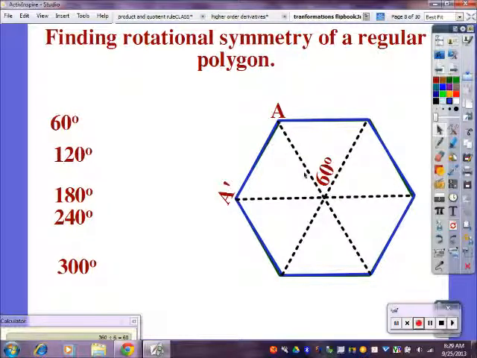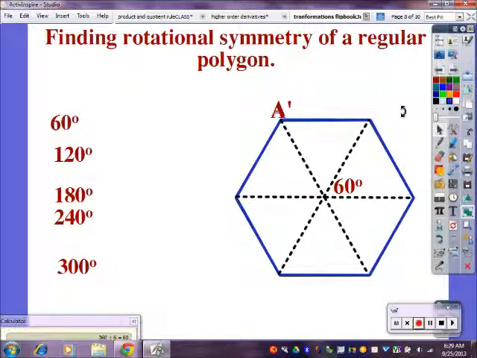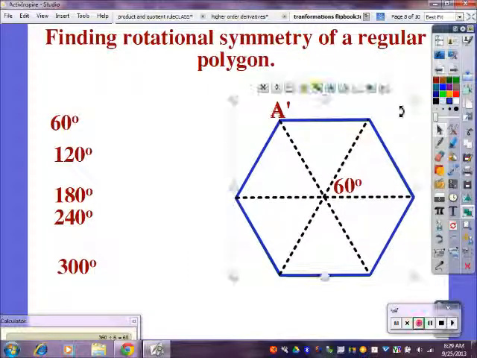So using that system, I can easily find the angle of rotation because it's a regular polygon.